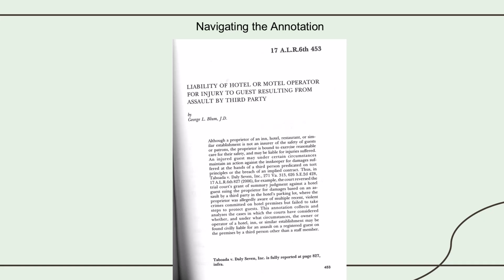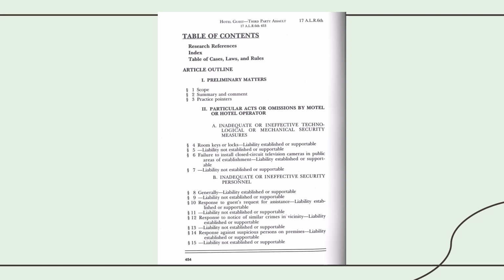And also, now that West owns the product, the cases that they publish in the back include the headnotes with the topics and key numbers. So you don't even have to go to Reporter to get the topics and key numbers in a case. Now, on the second page is a table of contents, and this is showing you that after the article outline, there will be research references, an index, and table of cases, laws, and rules.